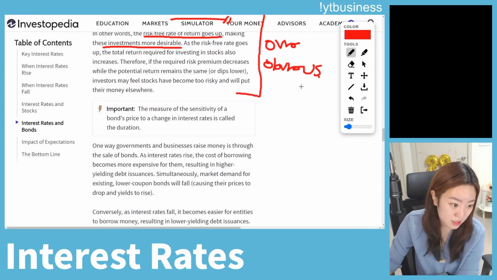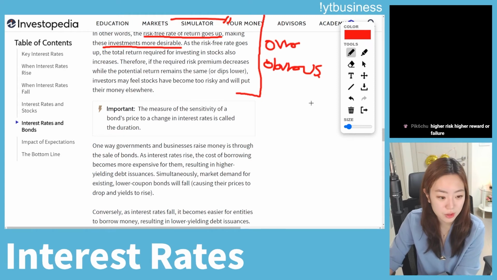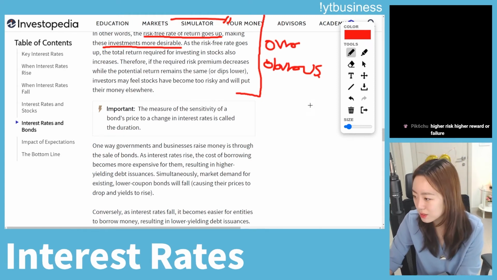Now, the measure of the sensitivity of a bond's price to a change in interest rate is called the duration. I guess it'll come next time.